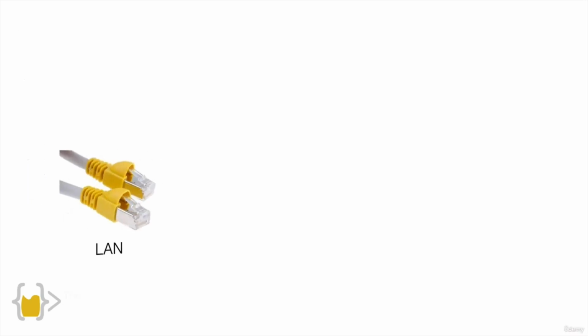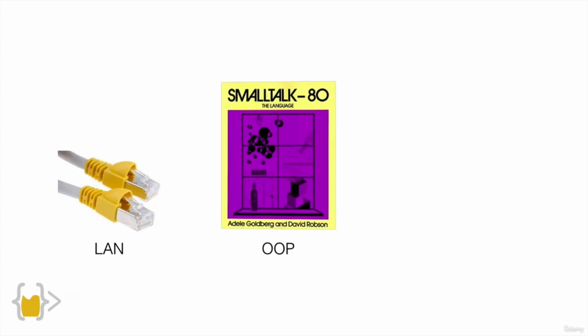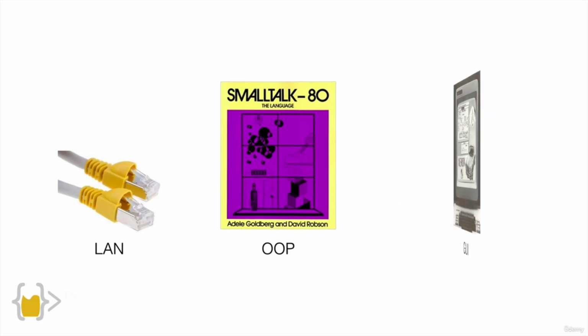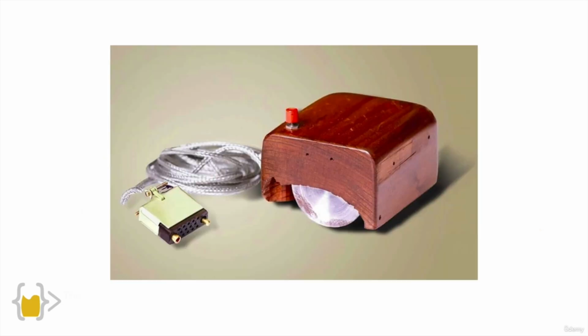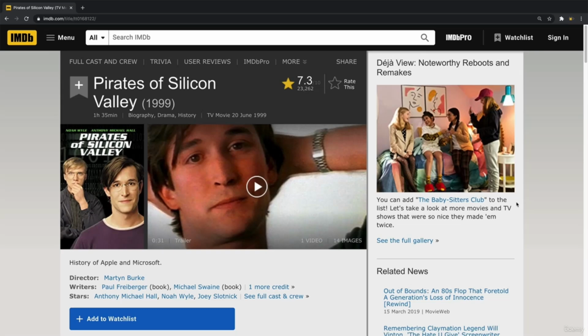They also created other things like the Ethernet or the first object-oriented programming language. And most importantly, they also created the first graphical user interface that allowed a user to interact with the computer by pointing and clicking. And they even developed the first mouse to allow people to do this. So this is a little bit of Silicon Valley history that is particularly fascinating. If you're interested, there is a movie called Pirates of Silicon Valley that goes into this story in more detail, and this is where I first found out about it.